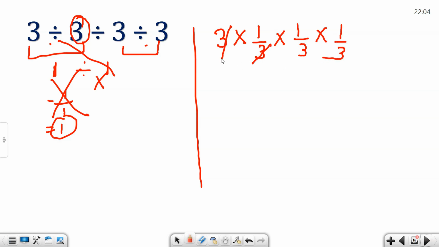So you'll cancel out the 3's. Then you'll have 1 by 3 multiplied by 1 by 3, which is 3 times 3. The solution to this is 1 by 9. This is the right answer.